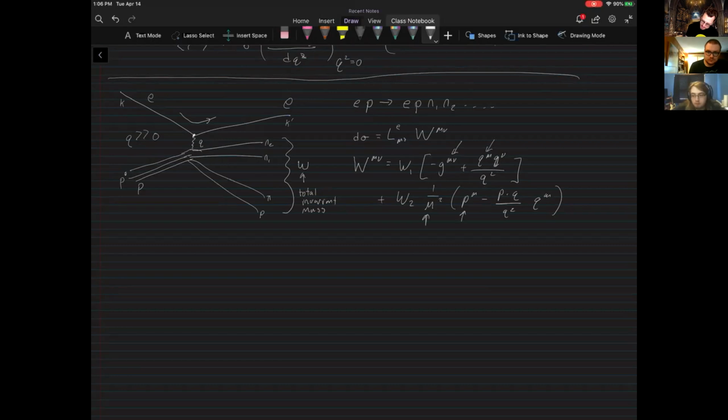And these guys, W1 and W2, what are these things? These things are similar to those form factors we saw before. These are called structure functions.